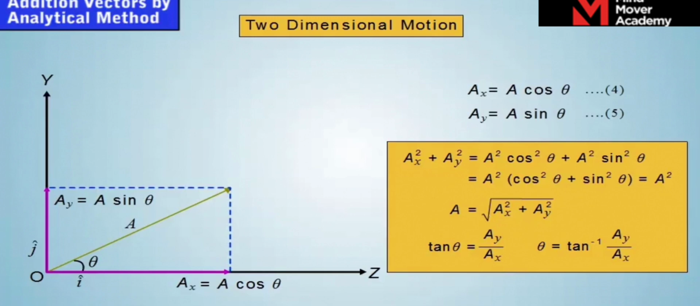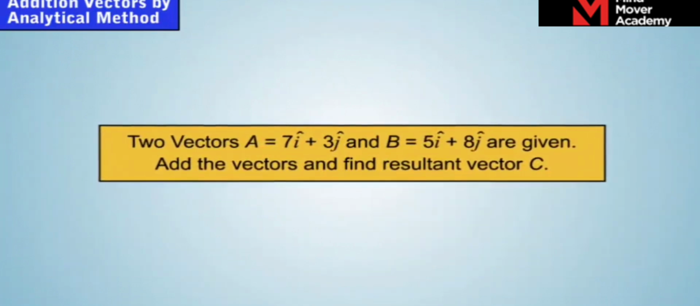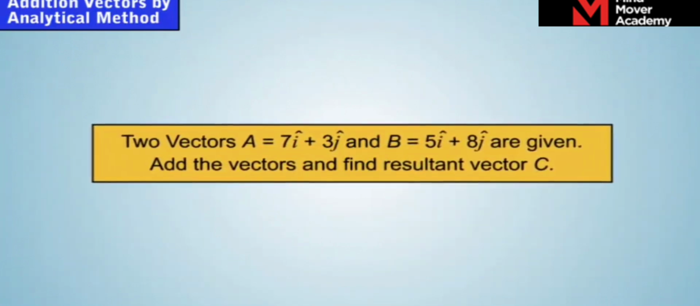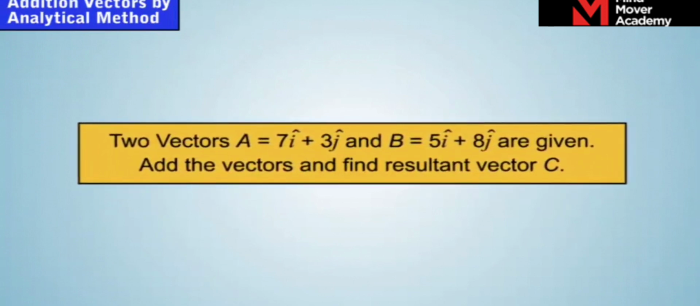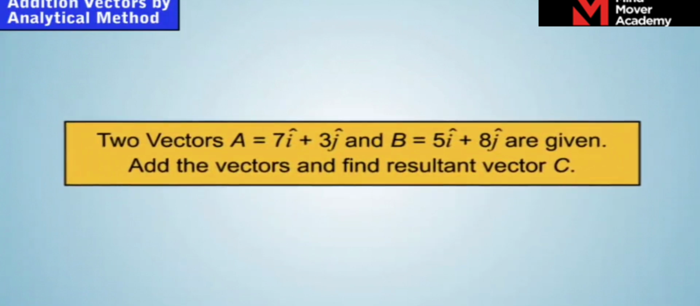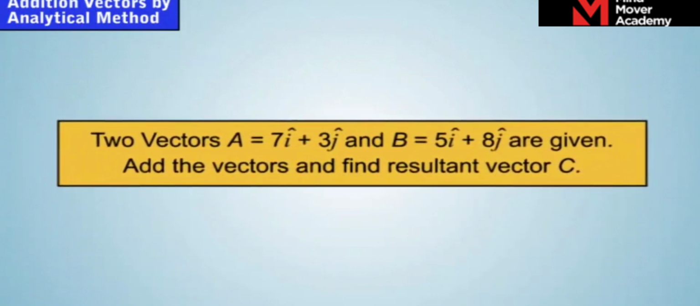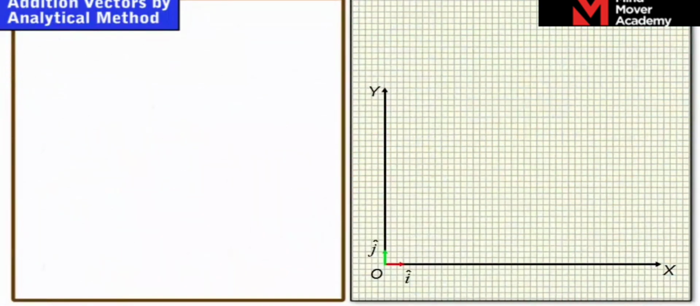Now, let us solve a simple problem to understand the procedure associated with this method. Two vectors, A is equal to 7i plus 3j and B is equal to 5i plus 8j are given. You are asked to add these two vectors and find the resultant vector C. To understand the procedure clearly, you need to first solve the problem using graph paper.